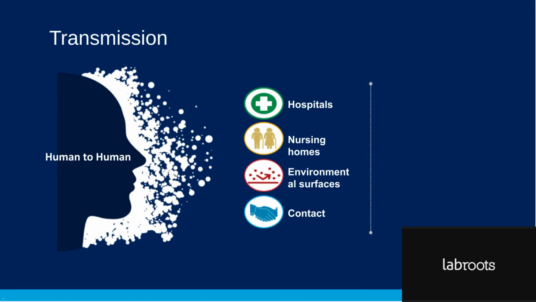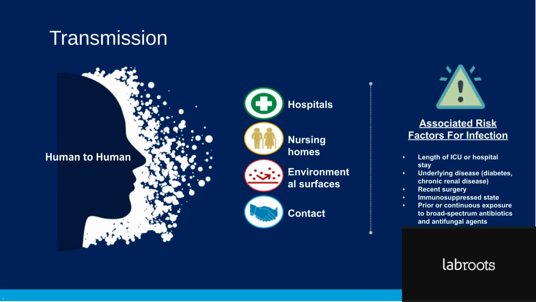So the transmission that has been demonstrated is definitely from human to human through contact, but also through environmental surfaces. And this can occur in hospitals, especially when there's a long-term care stay, or in nursing homes. So the associated risks for infections are the length of stay in specific units within the hospital, other diseases, an immunosuppressed state, exposure to antibiotics, and age and devices, which we'll see a little bit more in detail.